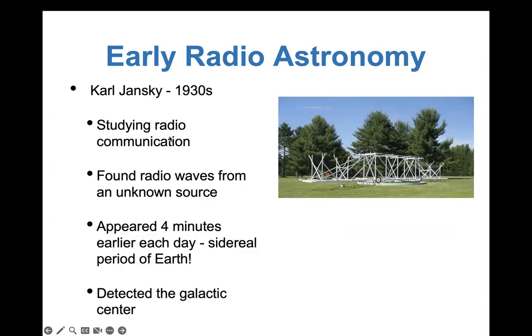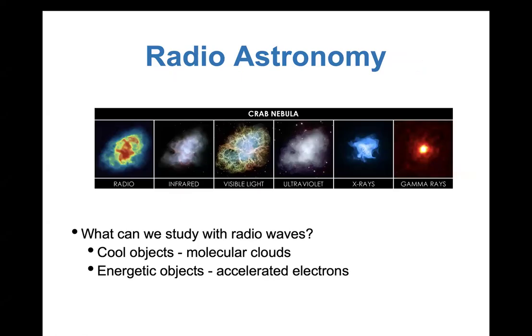In that study of radio communication for commercial and military purposes, this person, Karl Jansky, found radio waves from an unknown source. All right. And they appeared 4 minutes earlier each day, which is the sidereal period of Earth. What he was able to find was the galactic center, because he saw that this signal wasn't coming from within the solar system, but was instead a radio signal coming from the center of our galaxy. And then we started thinking, well, what could it be? What at the center of the galaxy is producing a radio wave?